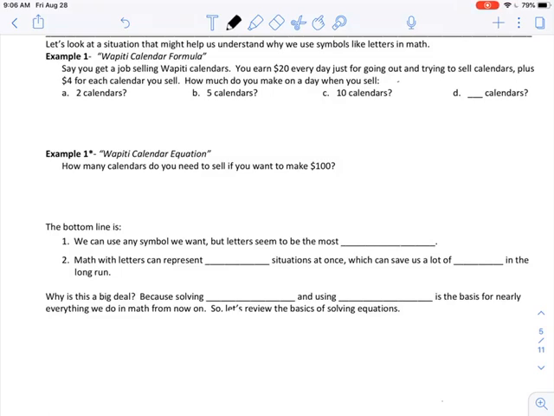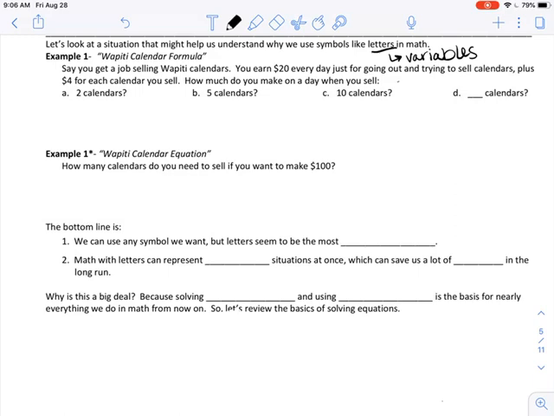Okay, so a lot of students ask me, why do we use symbols like letters in math? I thought math was just for numbers. So here's an example that might help you understand why. Remember that when we use letters in math, we call them variables. So really the letter is representing something that's unknown.